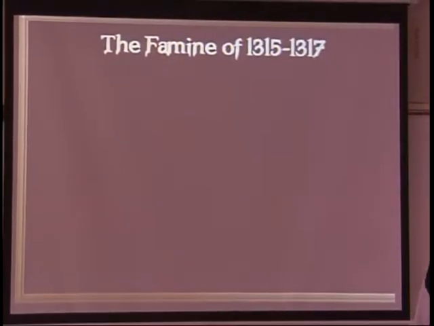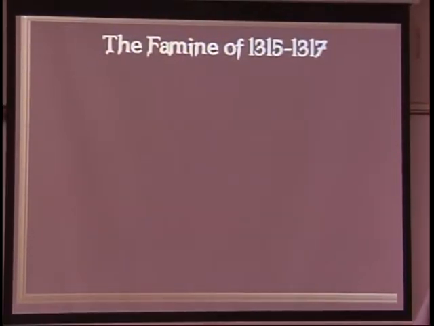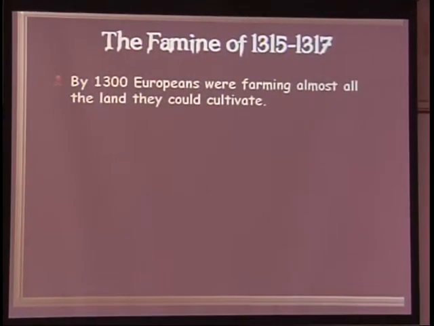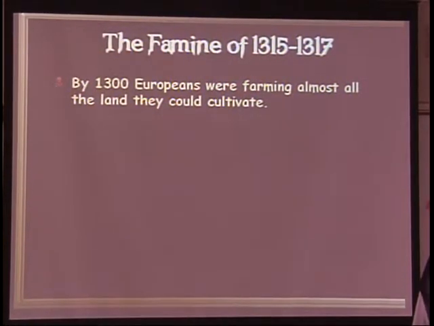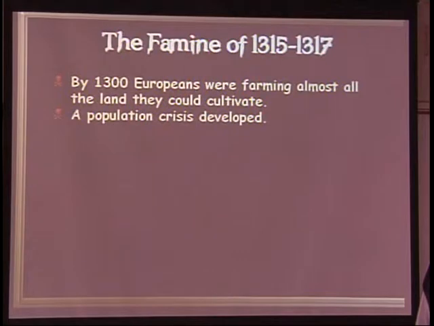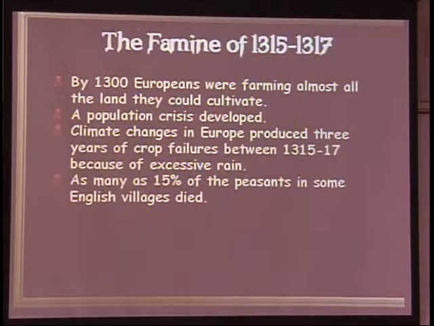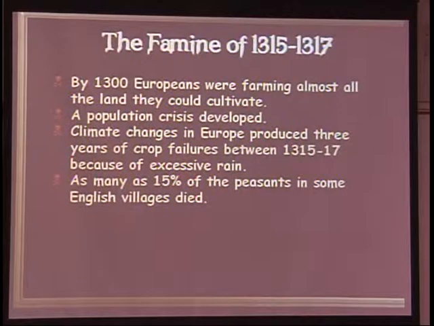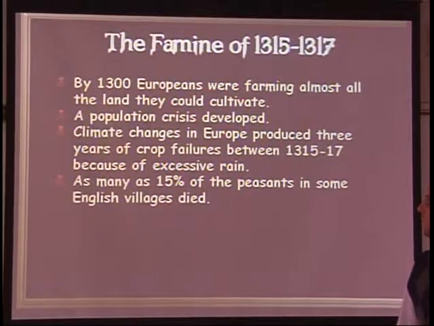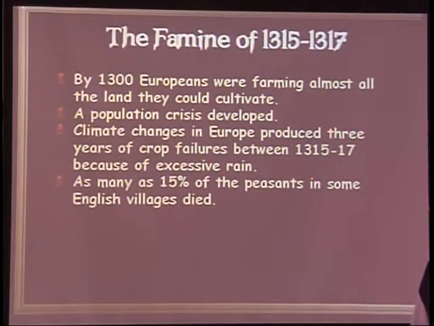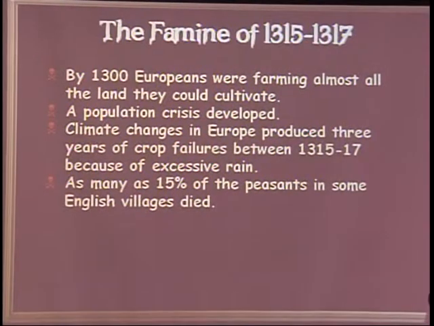Some of the causes that made people susceptible to this disease was the famine of 1315 to 1317. By 1300, Europeans were farming almost all the land they could cultivate. A population crisis developed. Europe during that time period becomes overpopulated and they don't have enough food. Climate changes in Europe produced 3 years of crop failures between 1315 and 1317. They had too much rain, which caused the crops to be less than productive, or in some cases unproductive at all. At this time, as many as 15% of the peasants in some English villages died, and in many areas, numbers were very similar.